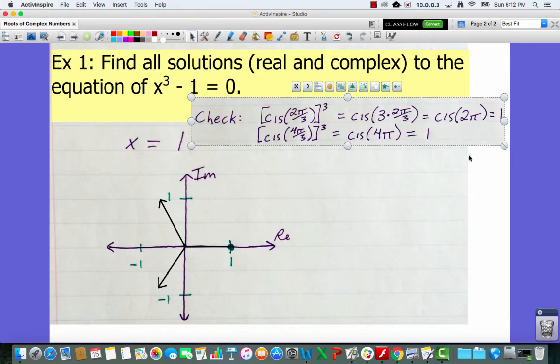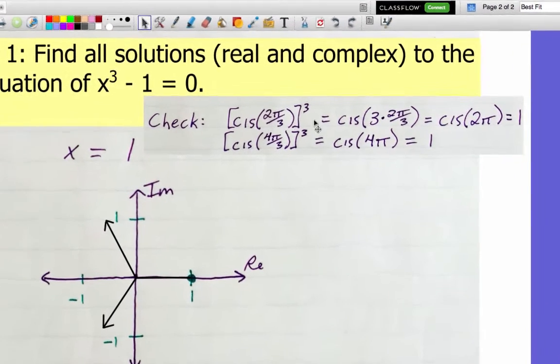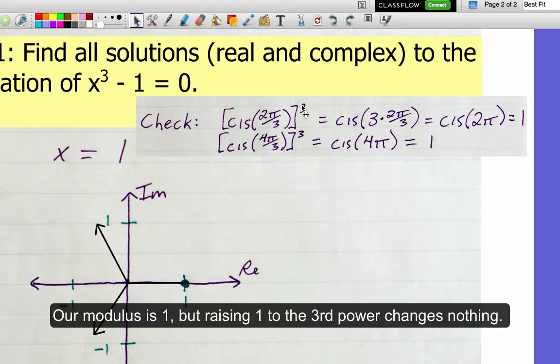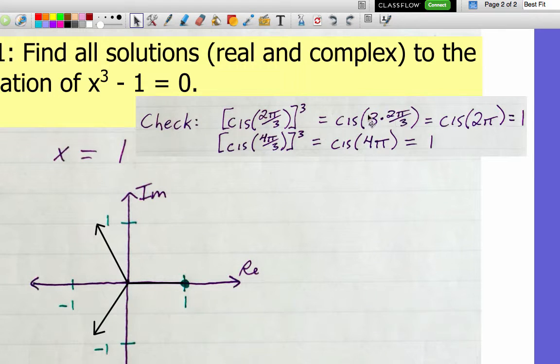Alright, here's our check. Notice that one of our second solutions, one of the complex ones, is cis 2 pi over 3. If we raise that to the third, we're supposed to get 1 as a result, because 1 minus 1 equals 0. Raising cis 2 pi over 3 to the third is super easy with De Moivre's theorem. We just multiply the power to the angle. So we have cis 3 times 2 pi over 3. The 3's cancel. We have cis 2 pi, and that equals 1.